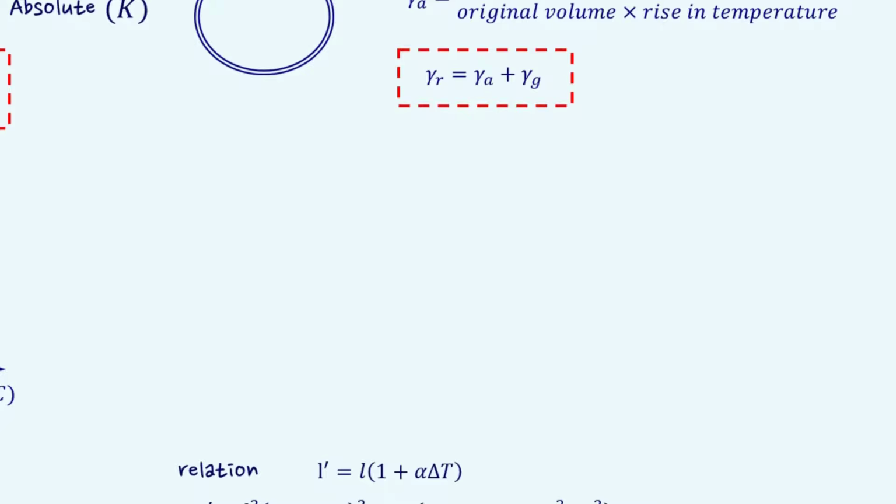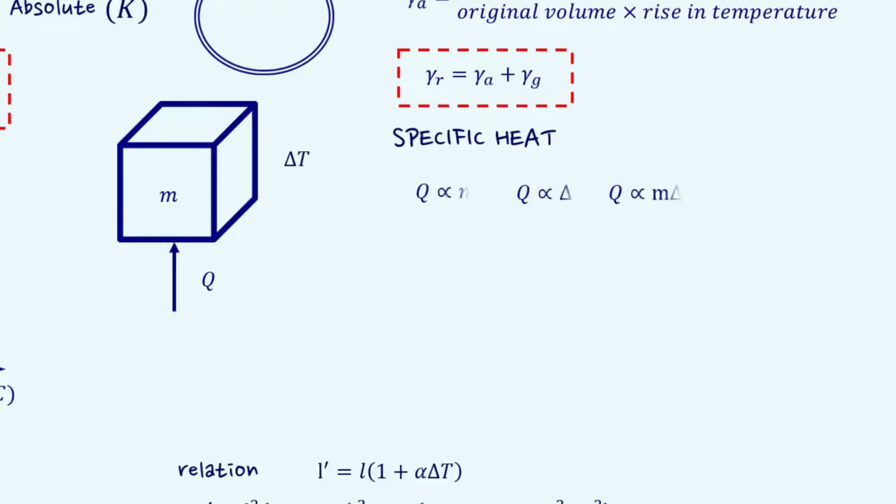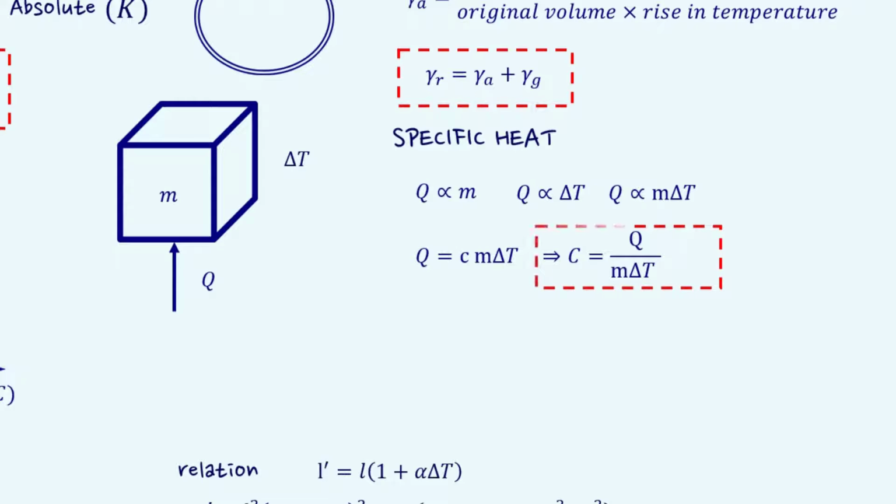Perhaps the most important physical property related to thermal properties of matter is specific heat. The specific heat of a material is defined as the amount of heat required to raise the temperature of the object by 1 degree Celsius for unit mass. Based on specific heat properties, various applications are made.